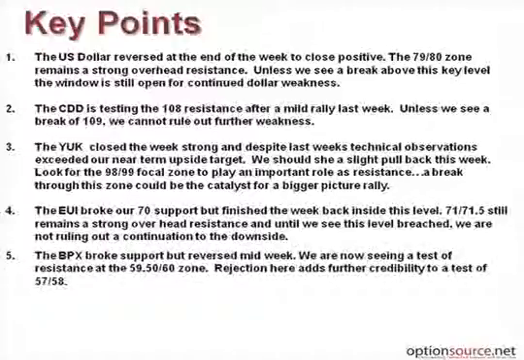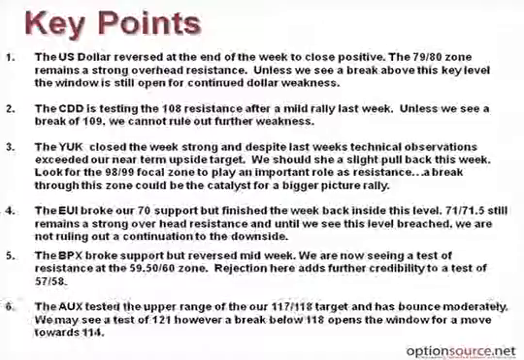The BPX broke support but reversed midweek. We are now seeing a test of resistance at the 59.5 to 60 zone. A rejection here adds further credibility to a test of our 57-58 box. And finally, the AUX tested the upper range of our 117-118 target and has bounced moderately. We may see a test of 121. However, a break below 118 opens the window for a move towards 114.